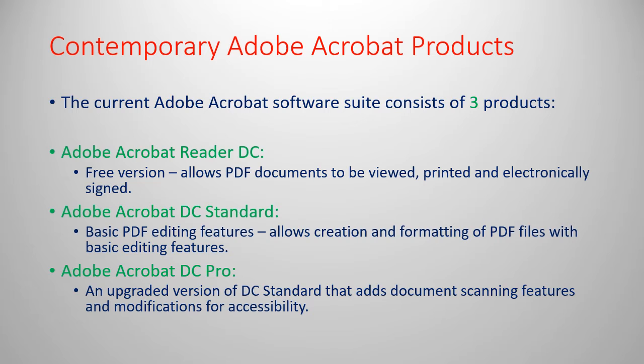That is the free version that we're going to be loading in our lab this week. It allows you to view and print PDFs, also electronic signatures. The DC Standard has the editing features and it's not as extensive as the DC Pro, but both of them allow you to edit and create PDF documents. The only difference with DC Pro is it's upgraded to allow certain scanning features and accessibility modifications.